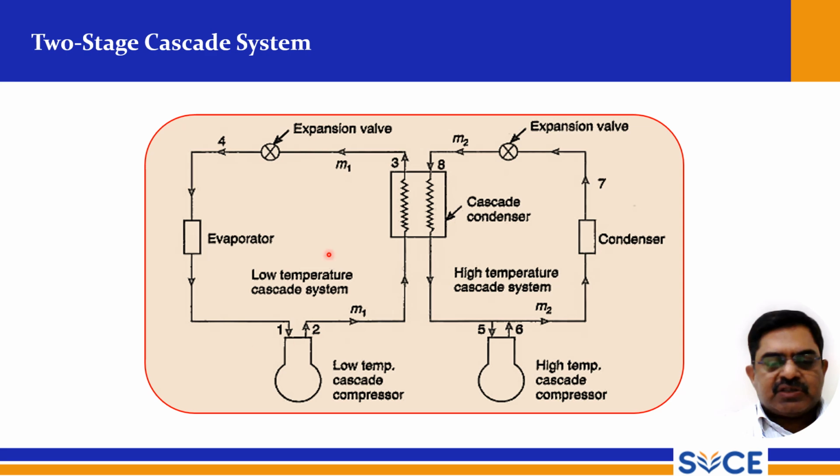So for each stage there is a separate thermodynamic cycle. The thermodynamic cycles are offset from each other, so there will be an offset distance. I will show you that.